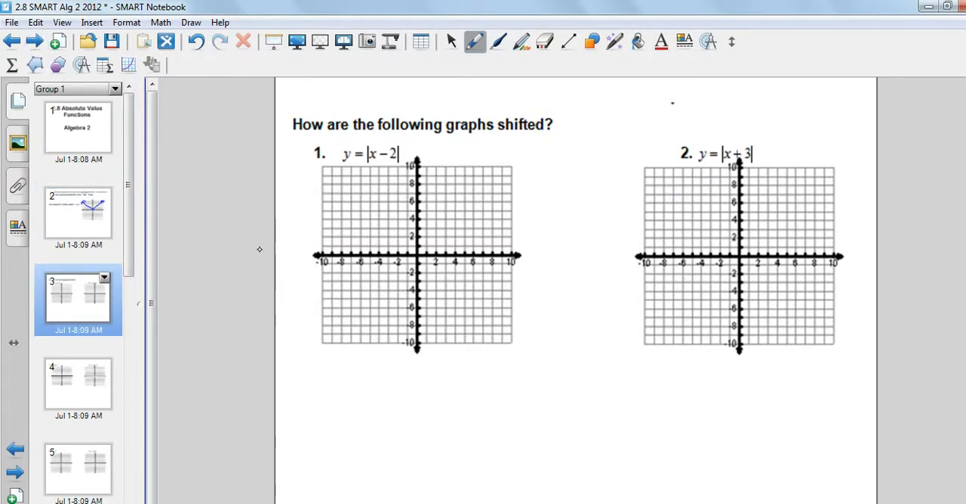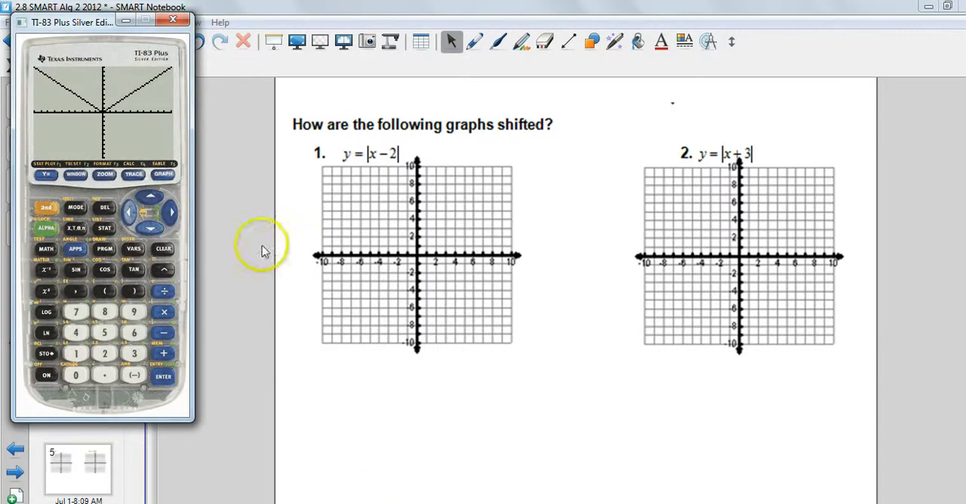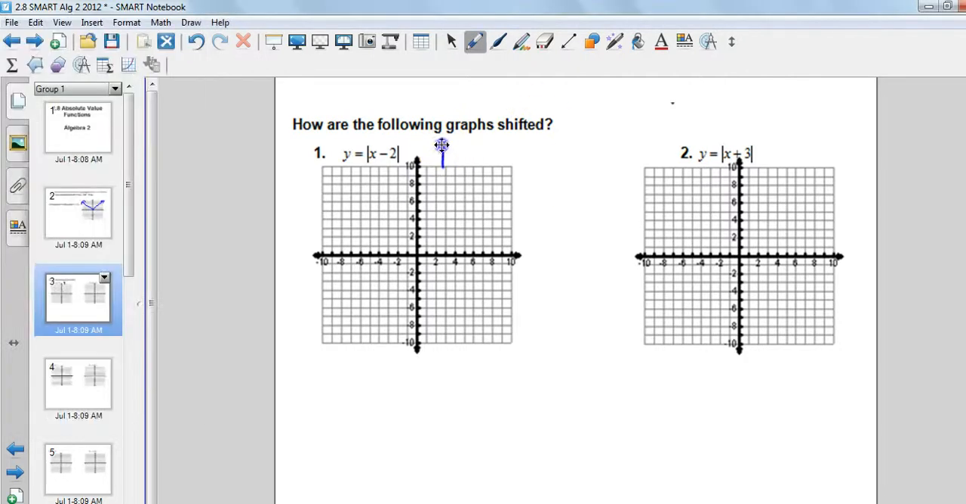I'm going to go to my calculator and I'm going to graph both of these. So first, I want you to graph the absolute value of x minus 2. Now make sure the subtract 2 is inside the parentheses. And let's look at the graph. So it seems to be shifted right 2 units. So that's what I'm going to write down on my paper. This was shifted right 2 units. So the vertex, instead of being at 0, 0, was now at 2, 0.